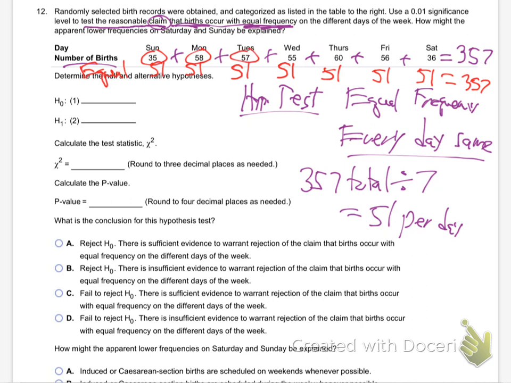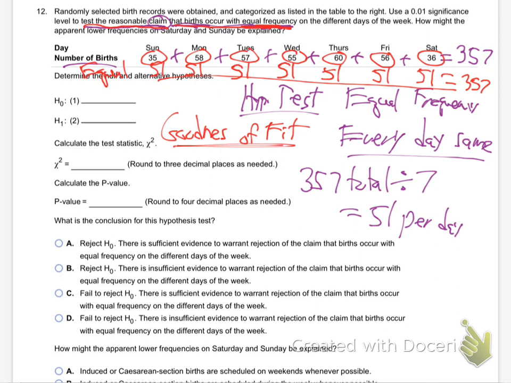But they're saying, test the reasonable claim that births occur with equal frequency. So I made an equal frequency. So they want me to see, do the numbers I'm circling fit? See, this is goodness of fit. It's kind of hard to tell, isn't it? This is definitely the hardest thing to spot on the exam, is goodness of fit.